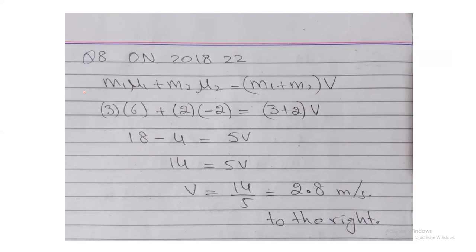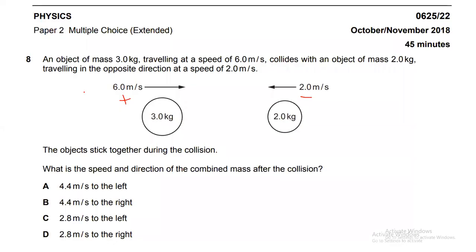That will be equal to 3 plus 2, that is 5 kg, into v. So you will have 18 minus 4 equals 5v. So that will be 14 equals 5v. So v will be equal to 14 by 5, that is 2.8 meter per second. And because its value is positive, it is going to the right. Because I supposed that the ball which was going to the right has a positive velocity, so because 2.8 is positive, this will be going towards the right. So 2.8 towards the right.